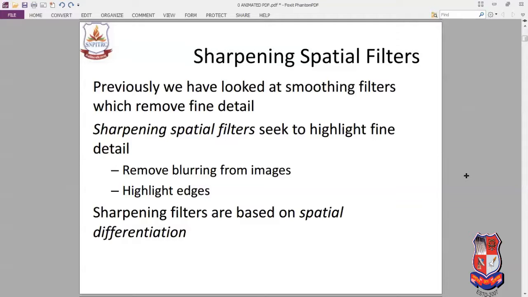Now, sharpening filters do the inverse of what the smoothing filter does. That means they are going to remove the blur and allow the high frequency components to pass through. We have seen that the smoothing filters are responsible for passing the low frequency components, and hence they are the low pass filters. Similarly, the sharpening filters are the high pass filters. Now, we have talked previously about the low frequency and high frequency components of the image.